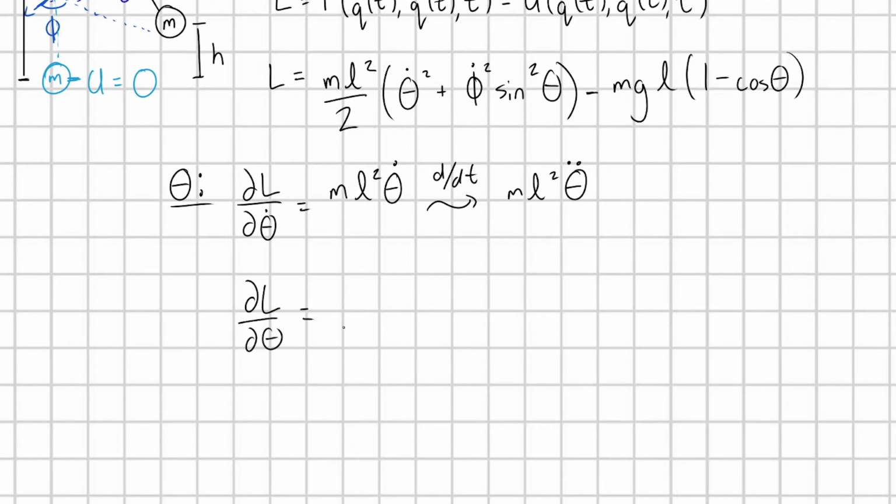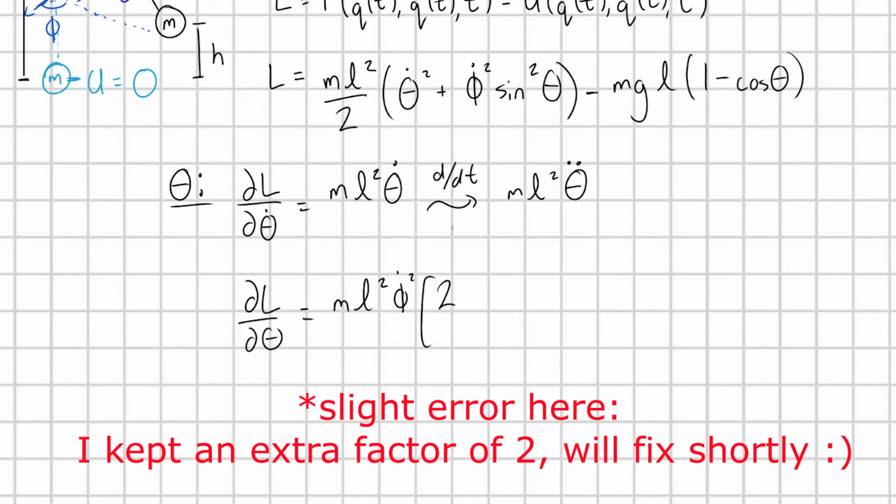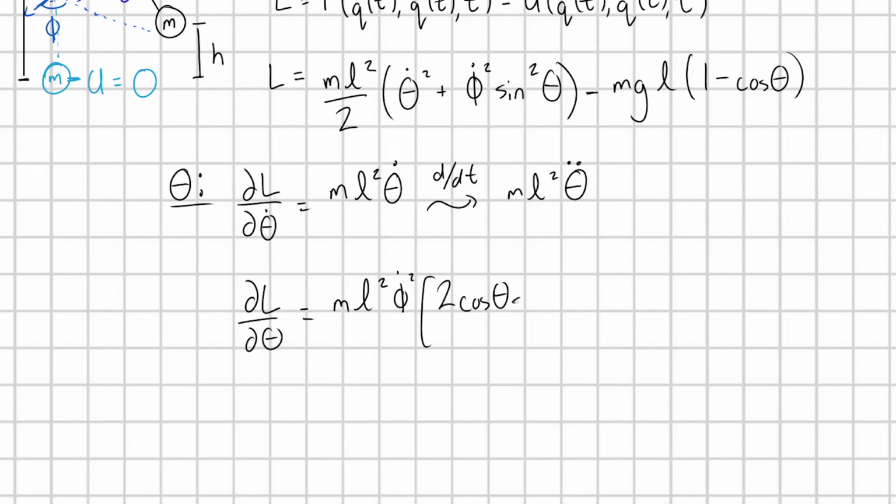And this is going to be equal to, okay, we have a couple of theta terms here, so let's be careful about this. We're going to have ml squared, I'll pull this phi dot squared out, times the derivative of sine squared theta. We're just going to use our chain rule, and we're going to get 2 cosine theta times sine theta. Okay, and now we just have to do it for this term here. So that's going to give us minus mgl sine theta.